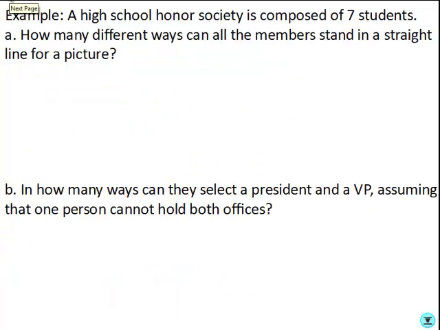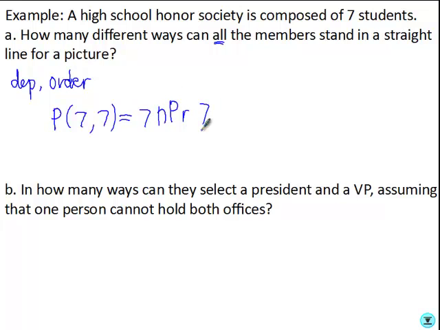Okay, a high school honor society is composed of 7 students. How many different ways can they all stand in a straight line for a picture? So we're taking a picture. This is, again, dependent events. You can't be first and fourth. So we have dependent events. And because we're lining them up for a picture, the order certainly matters. That means it's a permutation. There are 7 people in the society, and we're going to put everyone, all the members, in the picture. So this is going to be a permutation. 7, and then I can type in nPr 7, which is just going to be 7 factorial, which is 5,040.